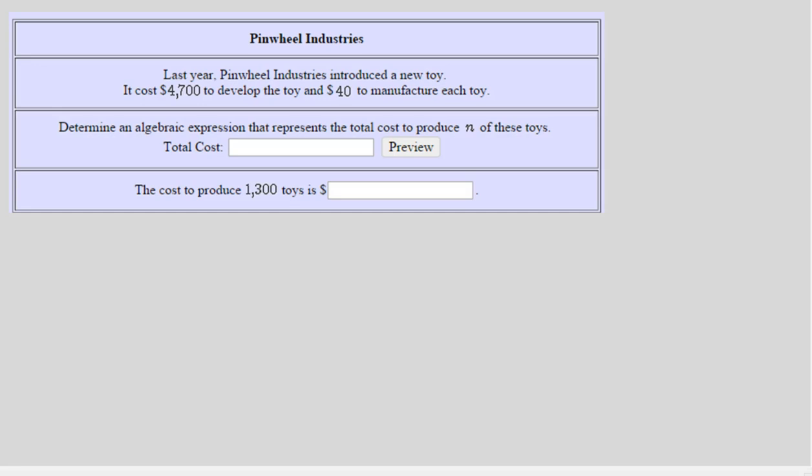Let's begin by reading the question carefully and highlighting important information. So last year, Pinwheel Industries introduced a new toy. It cost $4,700 to develop the toy and $40 to manufacture each toy. Now we're asked to determine an algebraic expression that represents the total cost to produce n of these toys.